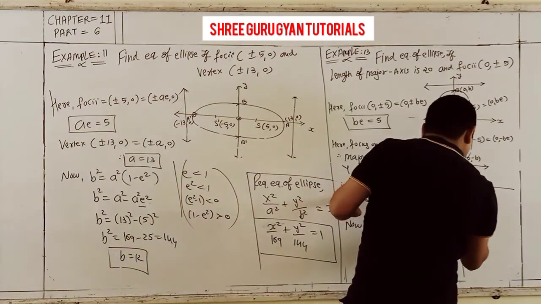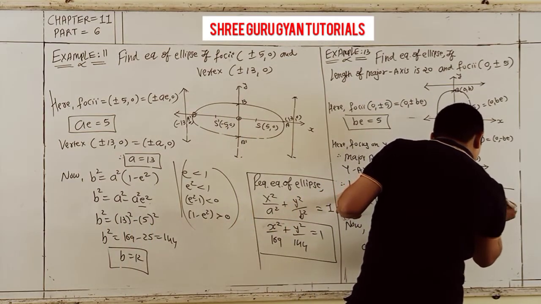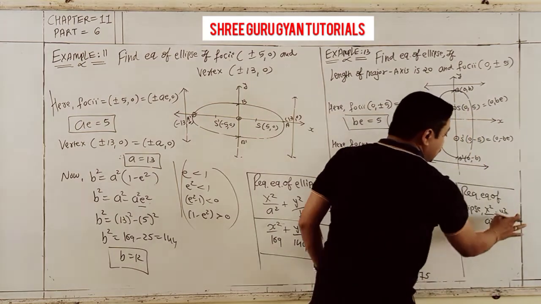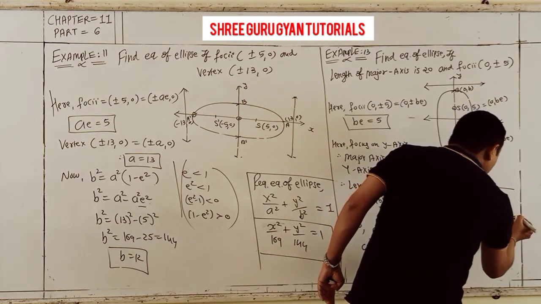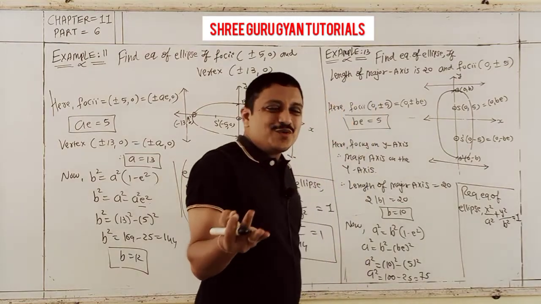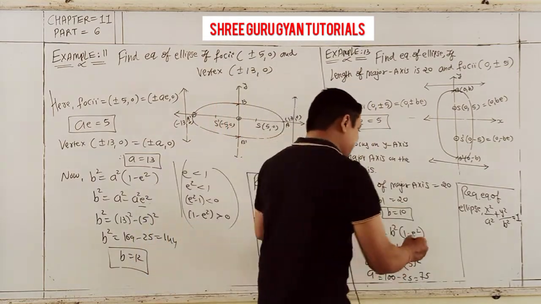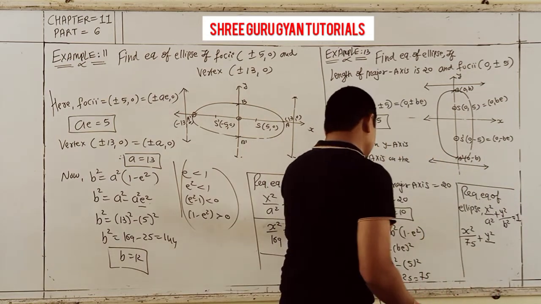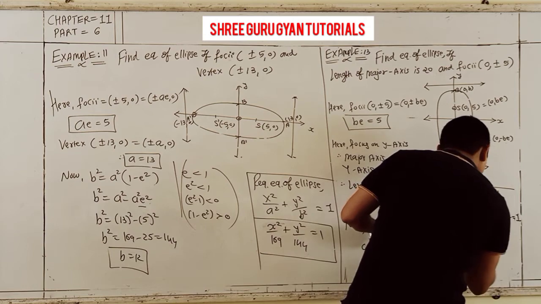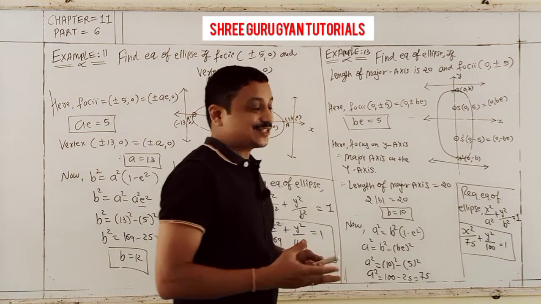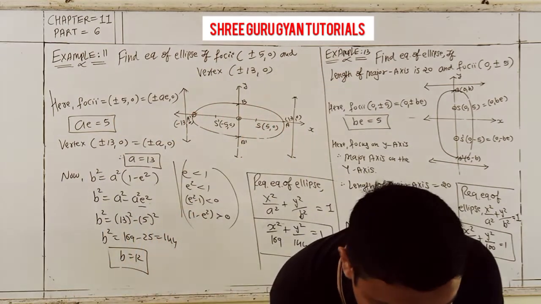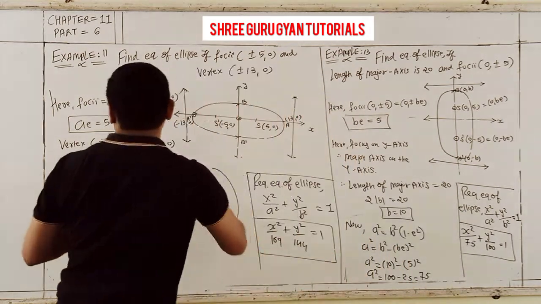So the required equation of the ellipse is x square by a square plus y square by b square equals 1. Just put down the values: a square is 75, so x square by 75, and b square is 100. So the equation is x square by 75 plus y square by 100 is equal to 1. Now let's continue.